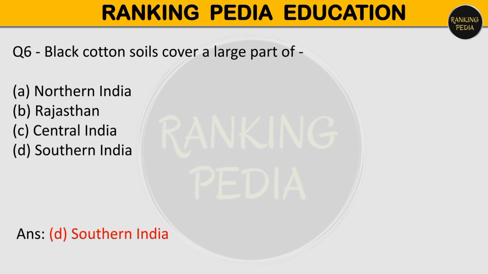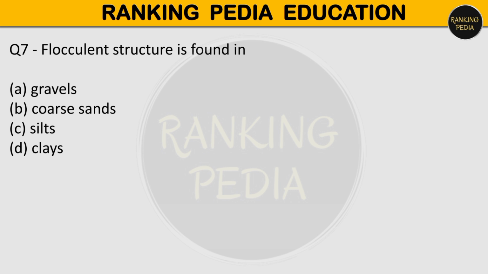Next question is, flocculent structure is found in, your options are gravels, coarse sand, silts or clay. So the flocculent structure is found in clay. Clay is normally understood to mean a soil whose grains are predominantly composed of clay minerals and which also has plasticity and cohesion. So the flocculent structure is found in clays. Option D is correct.